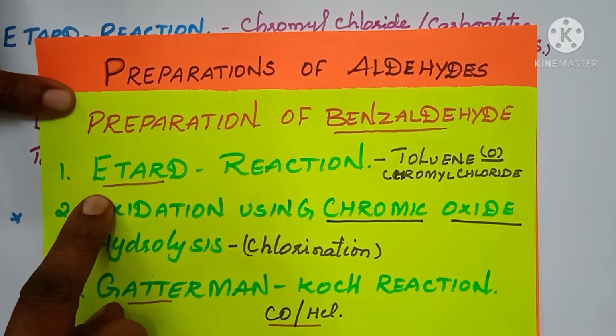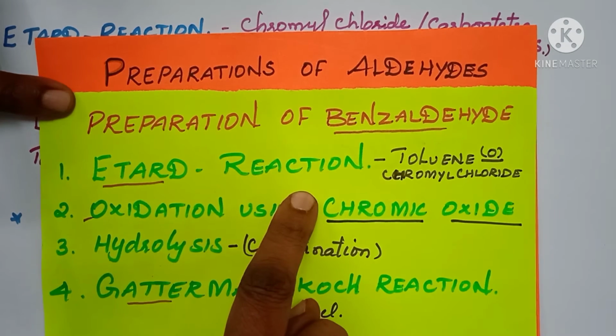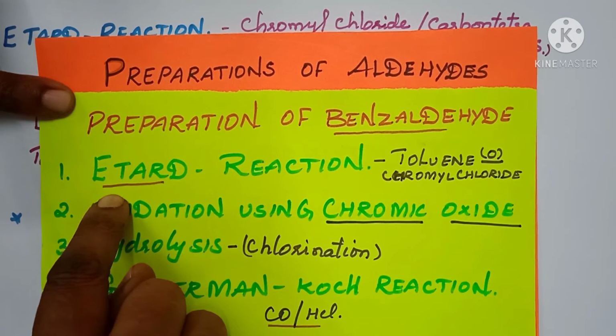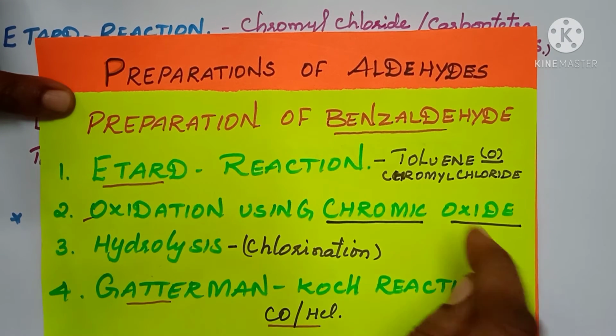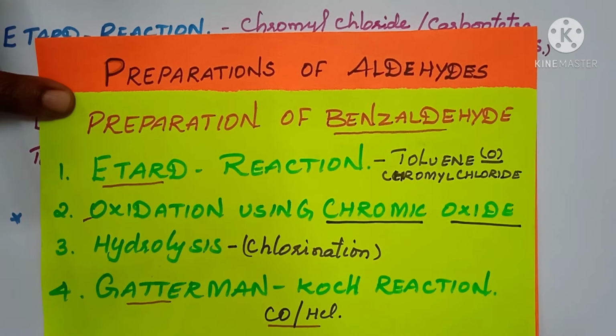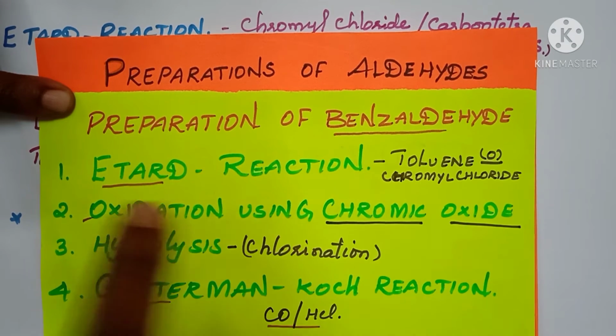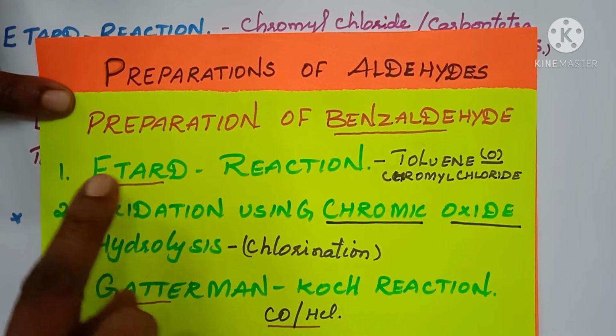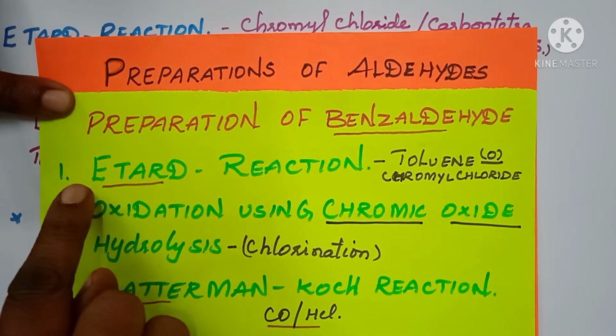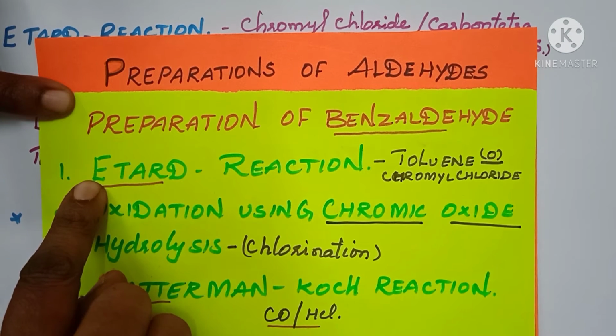In that, the first method is a naming reaction which is very important: the Etard reaction. Etard reaction means, a simple point I'll give you: toluene oxidized with chromyl chloride. Suppose they ask the question, how do we get the benzaldehyde through toluene? Or explain about the Etard reaction. In such a way also they may ask the question. So this is the first method we are going to discuss.